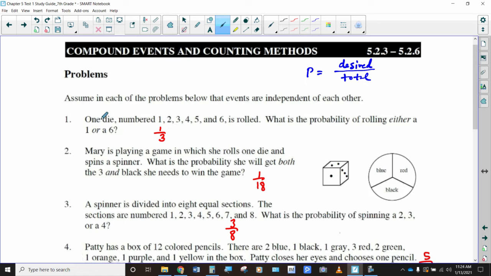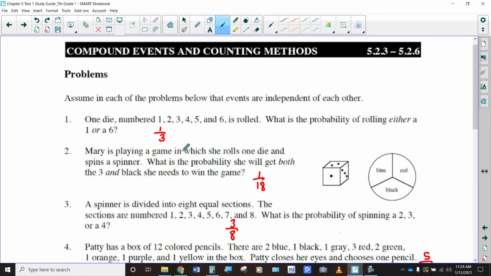Okay, so what does this say? It says one die numbered 1, 2, 3, 4, 5, and 6 is rolled. What is the probability of getting either a 1 or a 6? If you get a 1, it's a winner, and if you get a 6, it's a winner. So that means you've got 2 out of the 6 are considered winners, so that is the probability, but you would want to write it in simplest form as 1/3.